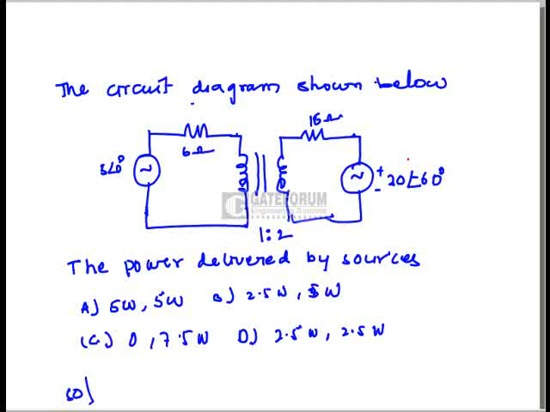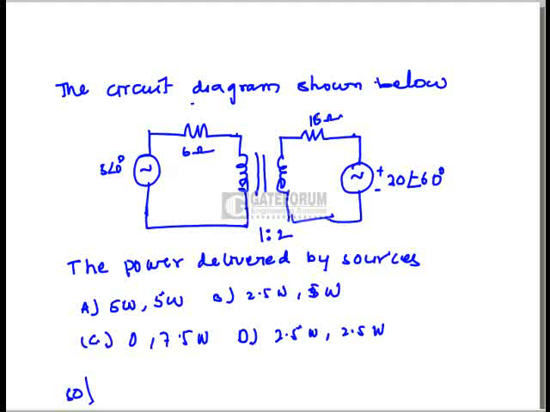If you want to find out the power delivered, first we have to find out the current through each and every source. To do that, first we have to represent this transformer by a network model. This is an ideal transformer, so I am writing the equivalent circuit here. I am shifting all these elements into the primary side, that means the 16 ohms and the 20 at an angle minus 60 degrees source.